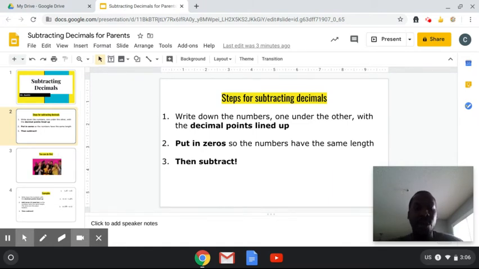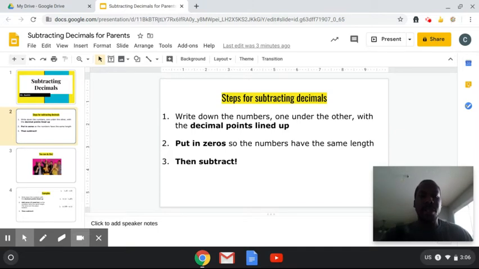First step, we're going to write down the numbers one under the other with the decimal points lined up, just like we did with adding decimals. Step two is we're going to put in the zero so the numbers have the same length. If you watched the adding decimals video, it's the same thing. And then step three is where we differ. Since we are subtracting decimals, instead of adding like the last video, we will be subtracting this time.